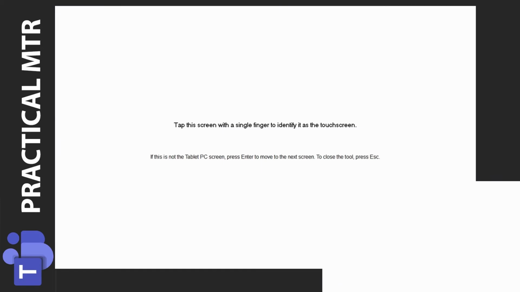And now we have on the large screen on the tabletop this message: tap this screen with a single finger to identify it as a touch screen. The screen on the table is not the one we want to use for the whiteboard. So I'll just press enter to go to the next screen.